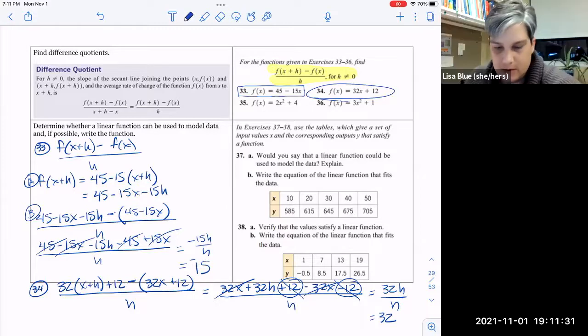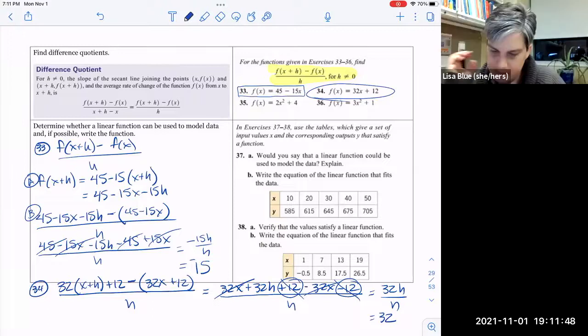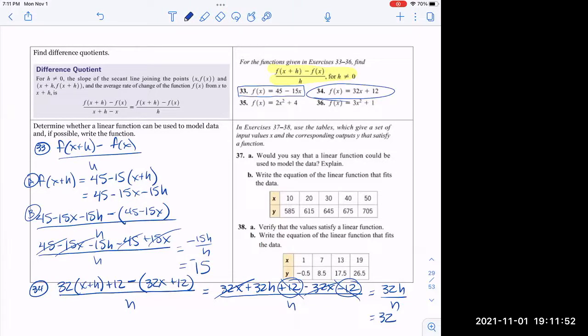Sure. You want to see another one, or you want to look at something else? Let's see. I'm looking at number 37 under here. It wants a linear function. Yeah, can we do 37, please?